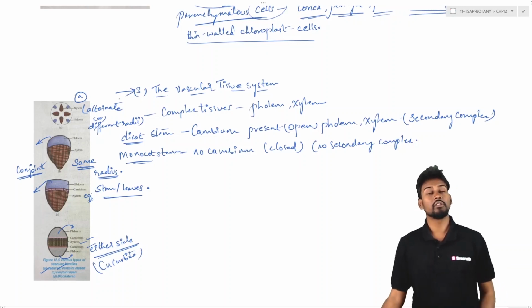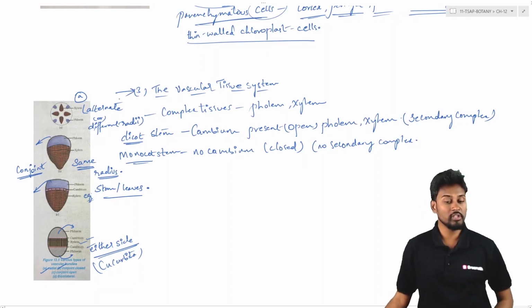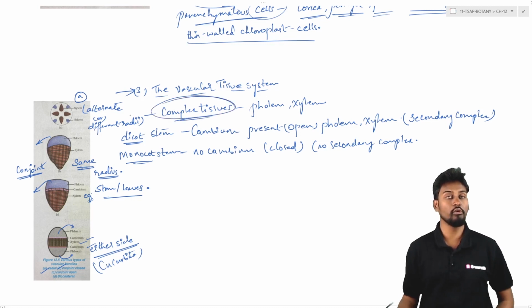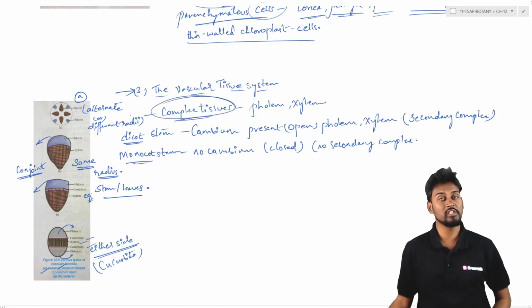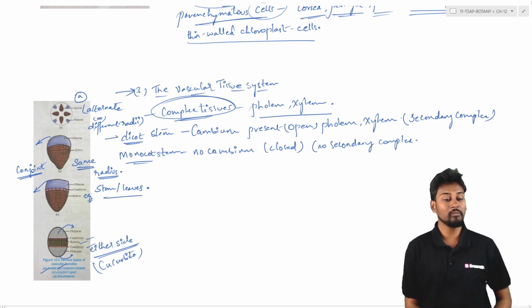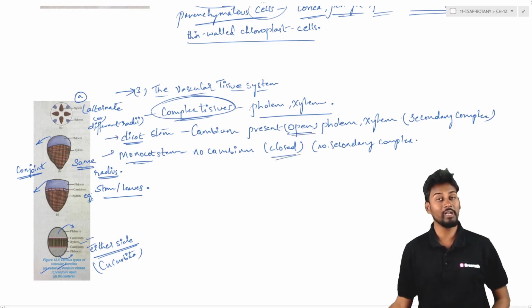So coming to the third one, that is the vascular tissue system. Here it is generally made up of complex tissue. The complex tissue is the one which makes the vascular tissue system. And here we can see that phloem and xylem make up the complex tissue, that is the vascular system of the plant. So here we have two kinds of terminologies: one is open and the other is closed.